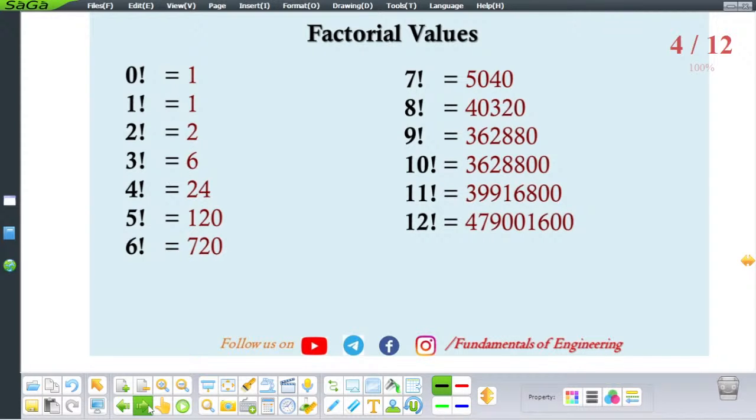I'll wait for 1 minute. You can take the screenshot. Take the screenshot of the factorial values.